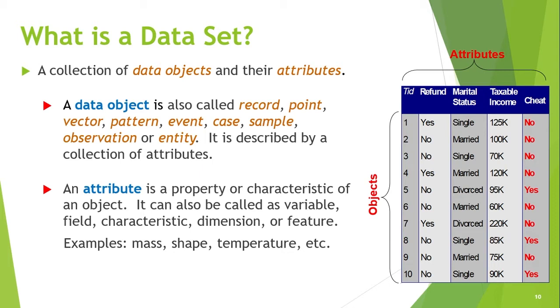What is an attribute? An attribute is a property or characteristic of an object. It can also be called a variable, a field, a characteristic, a dimension, or a feature. So, example niyan, sabi nga natin characteristic, pwedeng mass, shape, temperature, etc.